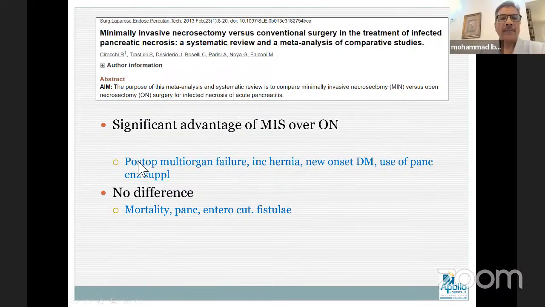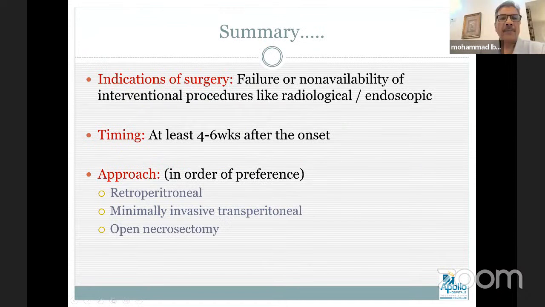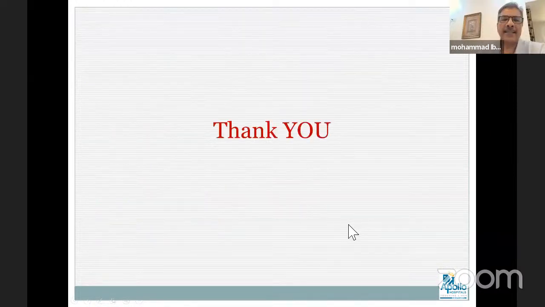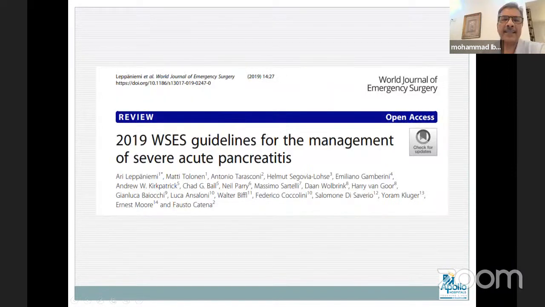So, summarizing the presentation, the indication for surgery is failure or non-availability of interventional procedures like radiological or endoscopic procedures in patients who require intervention. And the timing for surgical intervention is at least 4 to 6 weeks after the onset of the disease. And the approach in order of preference is retroperitoneal approach, minimally invasive transperitoneal approach, and open necrosectomy. Thank you. This is a recent article which the postgraduates can refer to for knowing more about surgical intervention and things. Thank you.